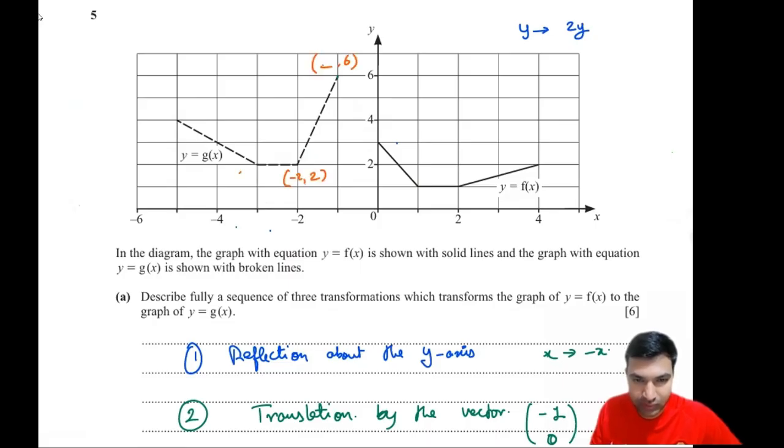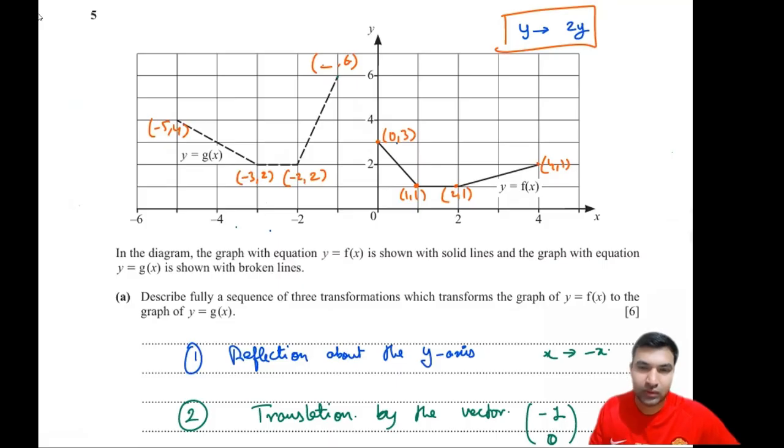This point is (-3, 2), and this point is (-5, 4). Right? So here it was how much? This was (1, 1). This is (2, 1). This is (4, 1). And this is (0, 3). Right? So you check here, all the y values are getting multiplied by 2, and therefore 3 times 2 becomes 6. Isn't it? So (0, 3) becomes basically (-1, 6).